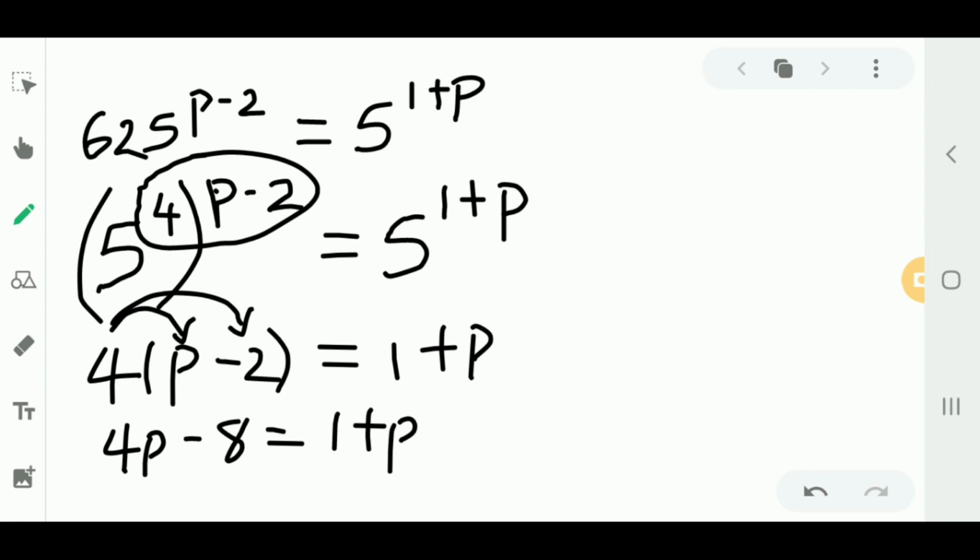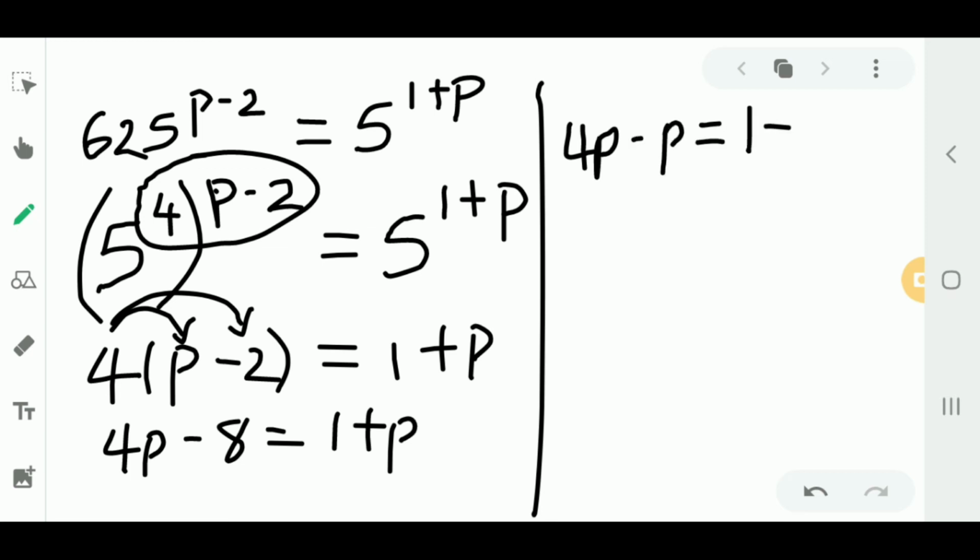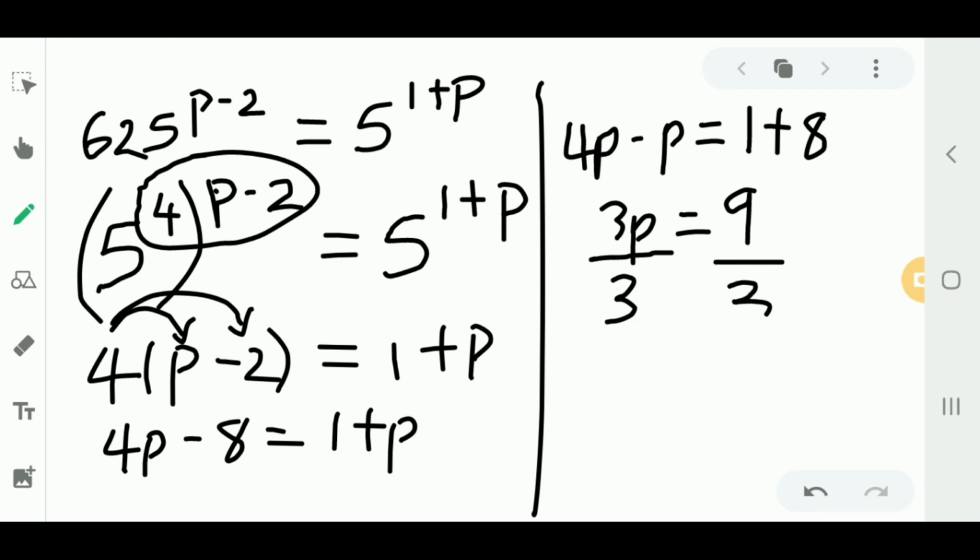And now we're going to group our like terms. So we have 4p minus p is equal to 1 plus 8. 4p minus p is 3p. 1 plus 8 is 9. And we want to make p the subject, so we're dividing both sides by 3. So p is equal to 3.